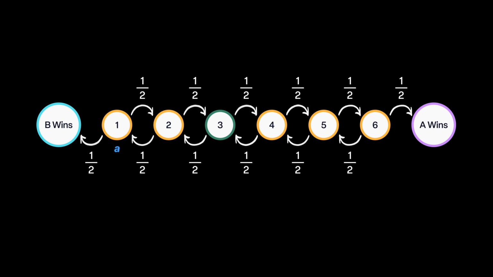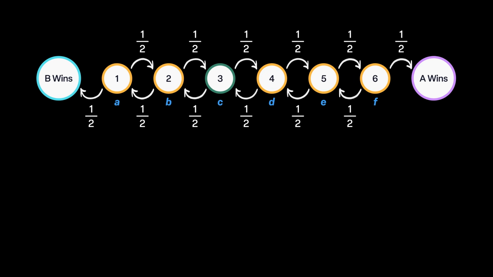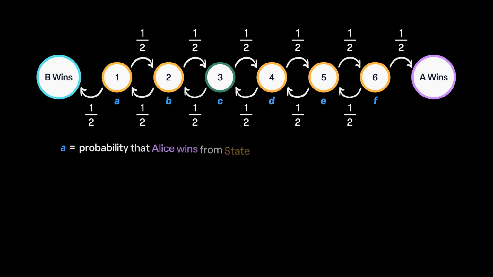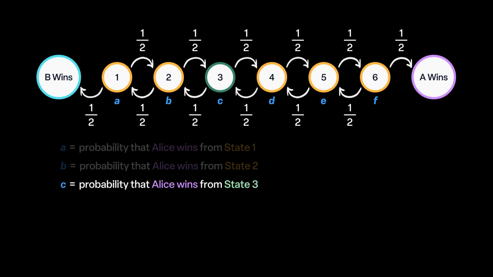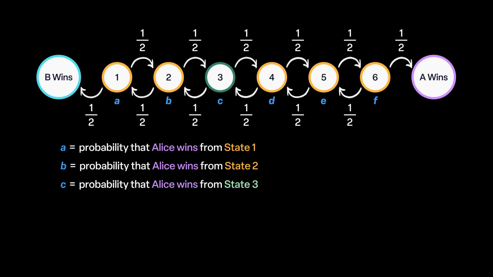As usual, assign a variable to every state except the end states. For example, A is the probability that Alice wins from state 1. Since Alice starts with $3, we want C, the probability that Alice wins from state 3. Now let's write the equations from the diagram. Where shall we begin? Again, it's best to begin at one of the ends.